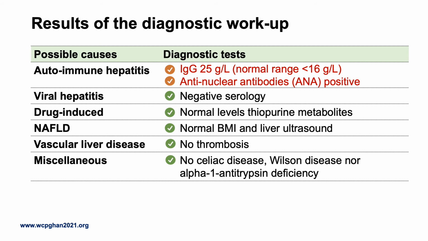Here is what we found during the diagnostic workup for hepatocellular liver injury in David. Immunoglobulin G was 25 grams per liter, which is increased, and anti-nuclear antibodies were positive. Serology was negative. There were no abnormal levels of thiopurine metabolites. Liver ultrasound was normal, and there were no signs of celiac disease, Wilson disease, nor alpha-1 antitrypsin deficiency. The findings are suggestive for autoimmune hepatitis, but can also fit infliximab-associated liver injury.